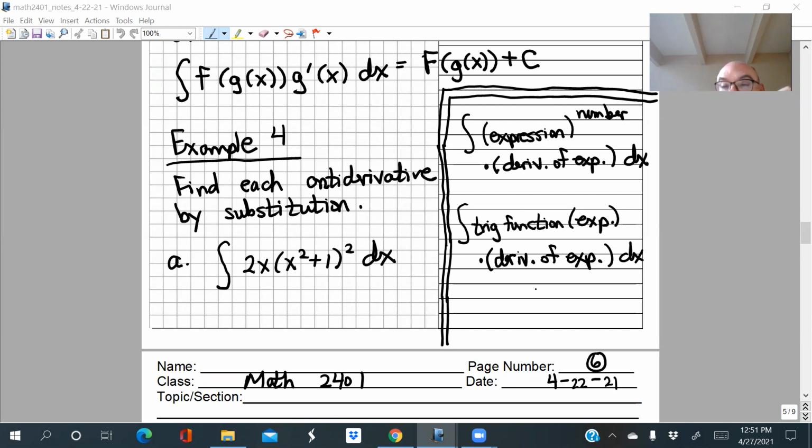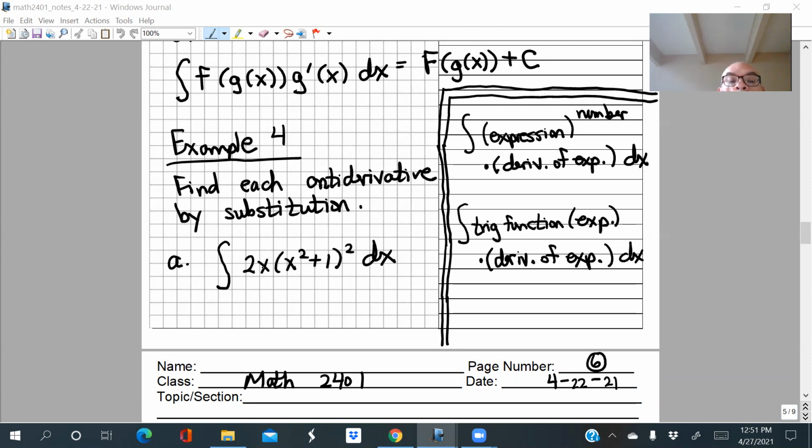This example is going to be pretty straightforward, because it's the first example we're looking at. When you first look at it, you're thinking, oh my God, this is a terrible antiderivative I'm expected to find. Here we want to integrate 2x times (x squared plus 1) squared, and then of course we just have the dx thrown in there, because that's kind of mandatory.